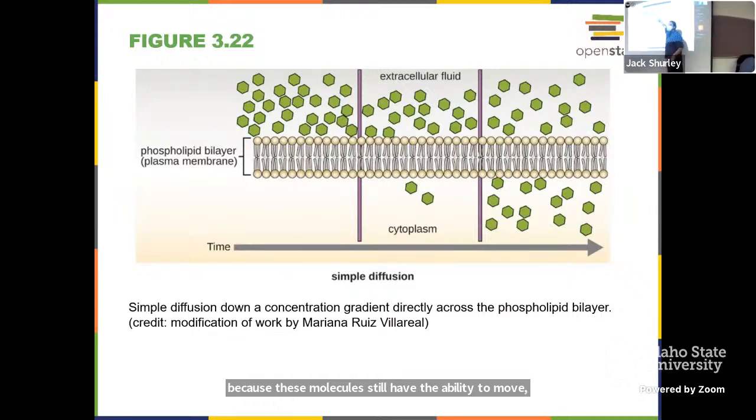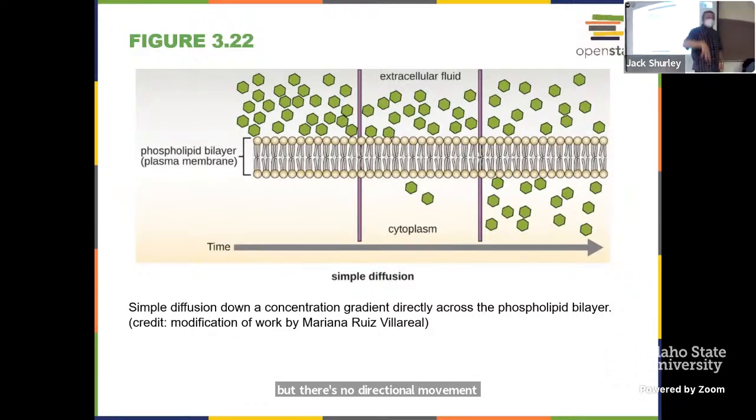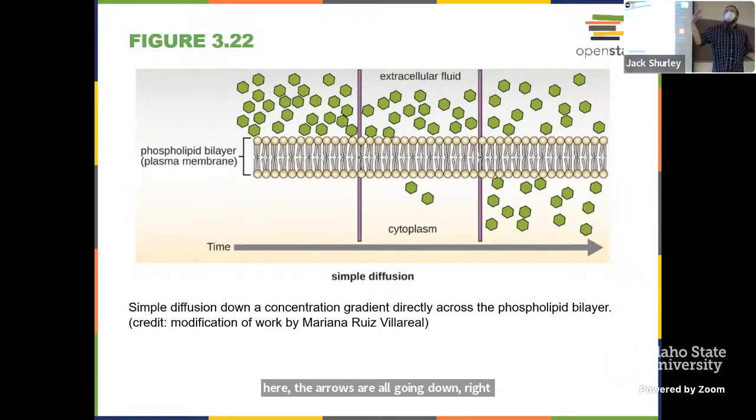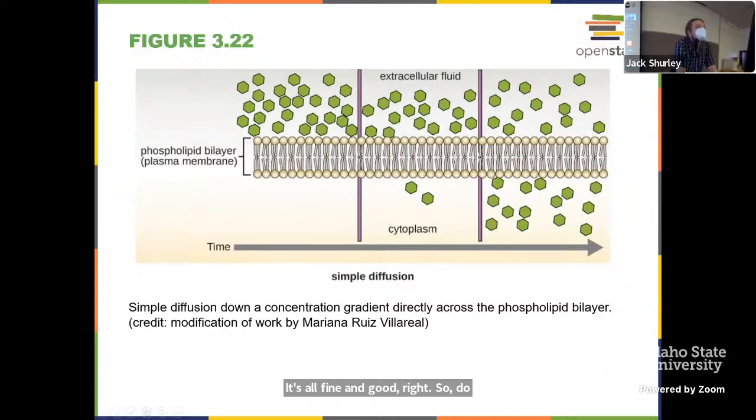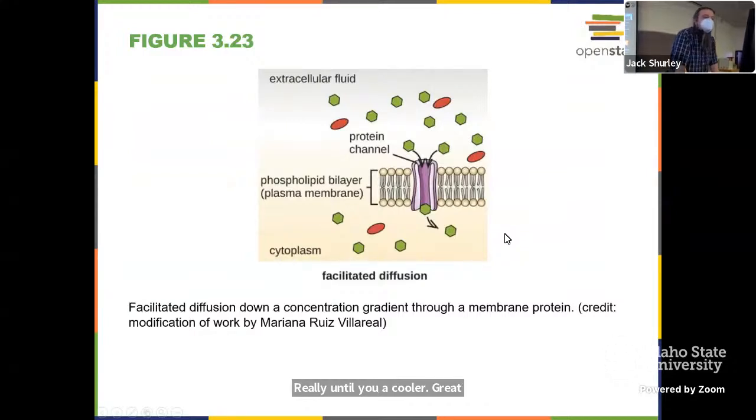Here, the arrows are all going down, right? We're all coming into this, but once we've reached equilibrium, we're just hanging out. We can move around a little bit. It's all fine and good, all right? So diffusion, it's a simple process from high to low concentration, really until you equilibrate, and then not so much, right? Facilitated diffusion is still diffusion.